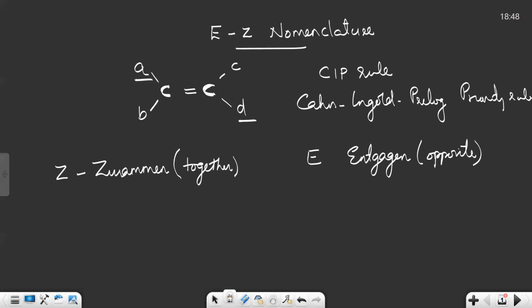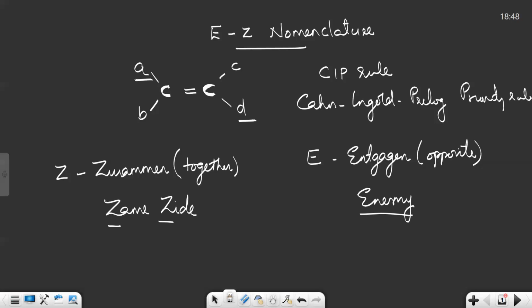If the high priority groups are on the same side, it's a Z isomer, and if they are on the opposite side, it's an E isomer. We can easily remember it like this: Z for same side. So if the high priority groups are on the same side, then it is a Z isomer. If they are on the opposite side, it is an E isomer. E stands for enemy, so they are on opposite sides.